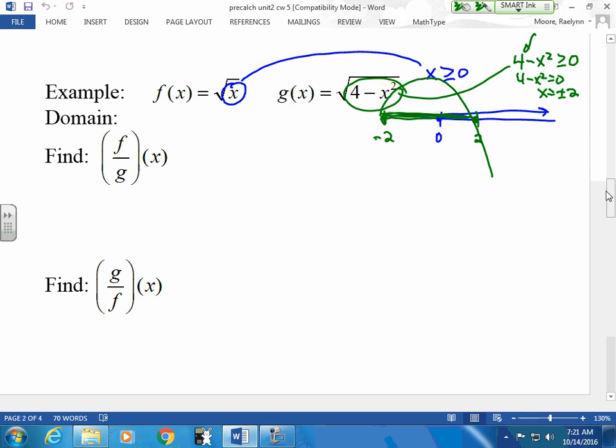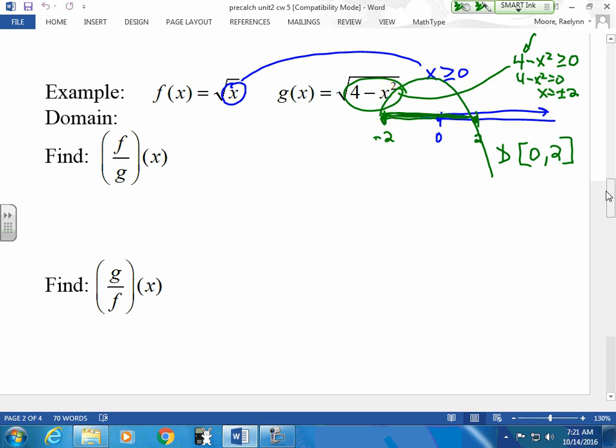Agree? So on my number line, where do they overlap? What would be my domain? So if I put a negative 2 into this one, will that work? So 0 to 2. Good. And can I use 0 and can I use 2? Good. So there's my domain.